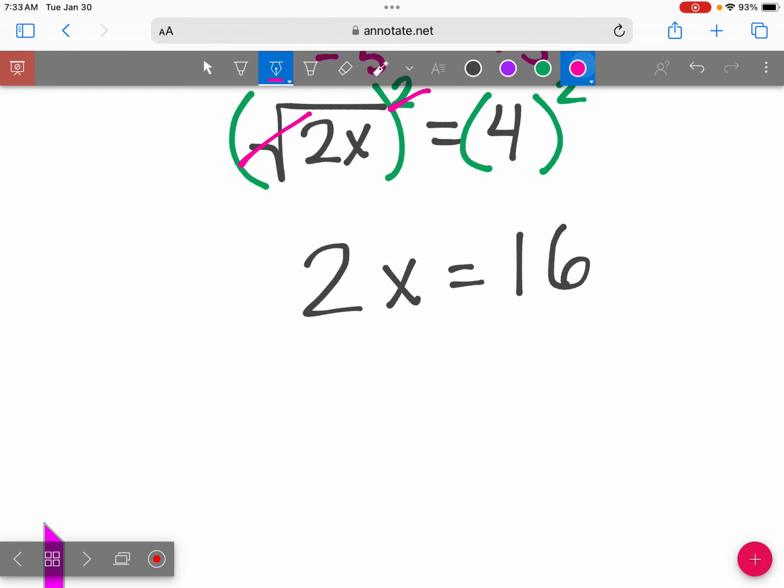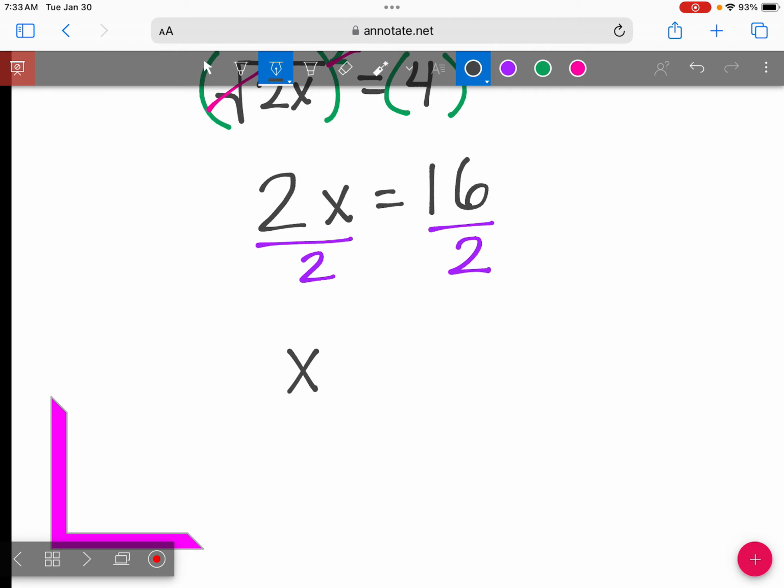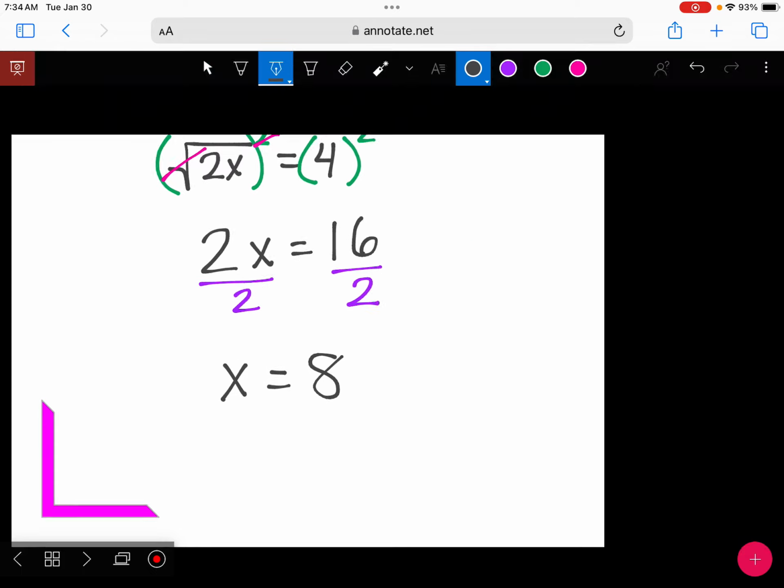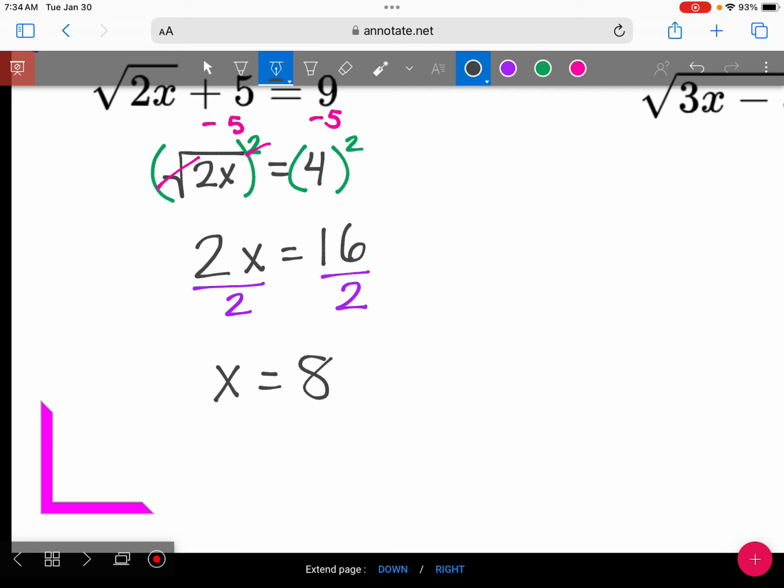What do I do to get x by itself to finish my solving? Divide by 2 on both sides. And that's going to give us that x equals what? 8. Yeah, x equals 8.